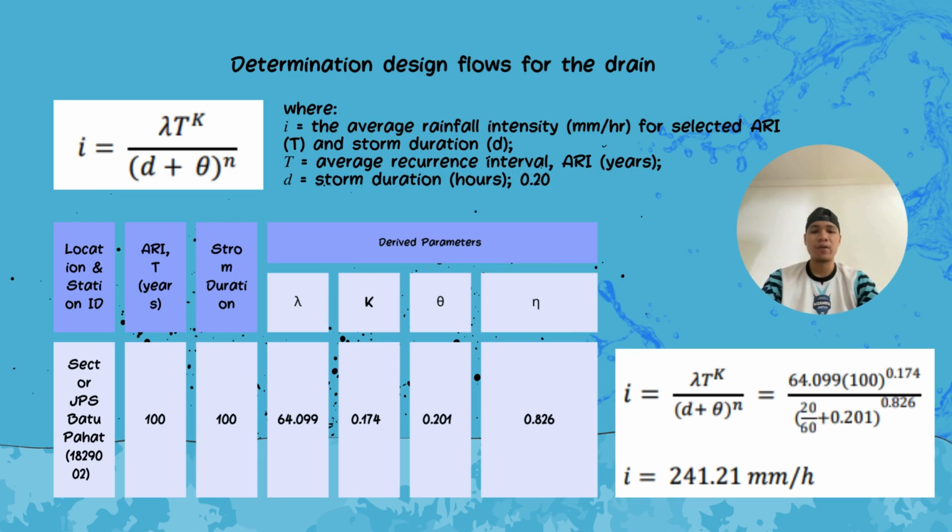Determination of design flow for the drain. So the formula is I equal to lambda T to the power of K over D plus theta to the power of N, where I equals the average rainfall intensity for selected area and storm duration, T equals average recurrence interval, and D equals storm duration. So this is our table and data. For the calculation, we get 241.21 mm per hour.